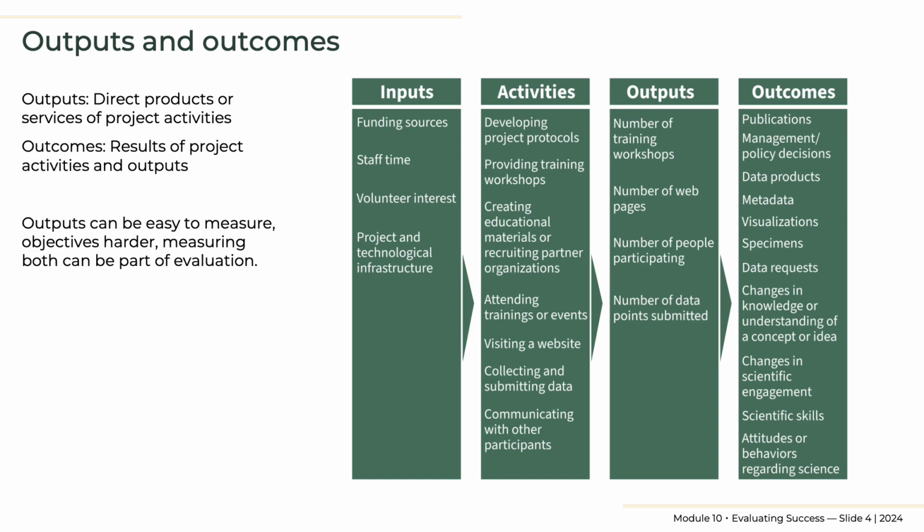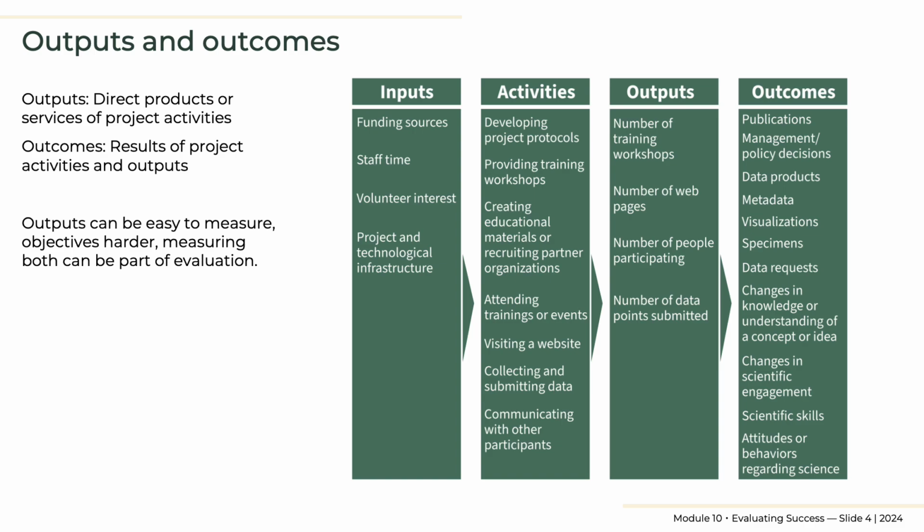For example, a project may recruit numerous participants who submit large quantities of data, but if the data are not usable for their intended purpose, then the project has been only partly successful. In contrast, outcomes are things that happen as a result of project activities and outputs. Although more difficult to measure than outputs, outcomes are true measures of a project's success.